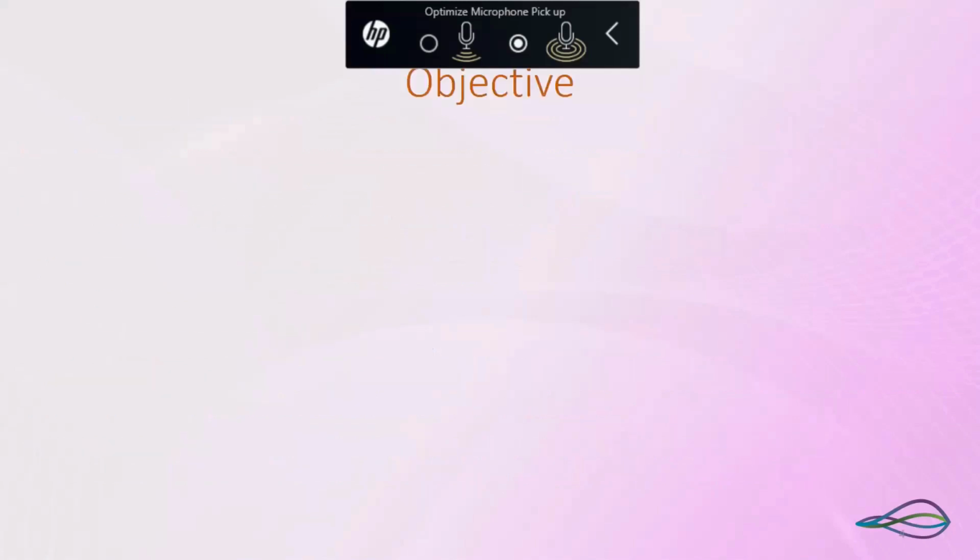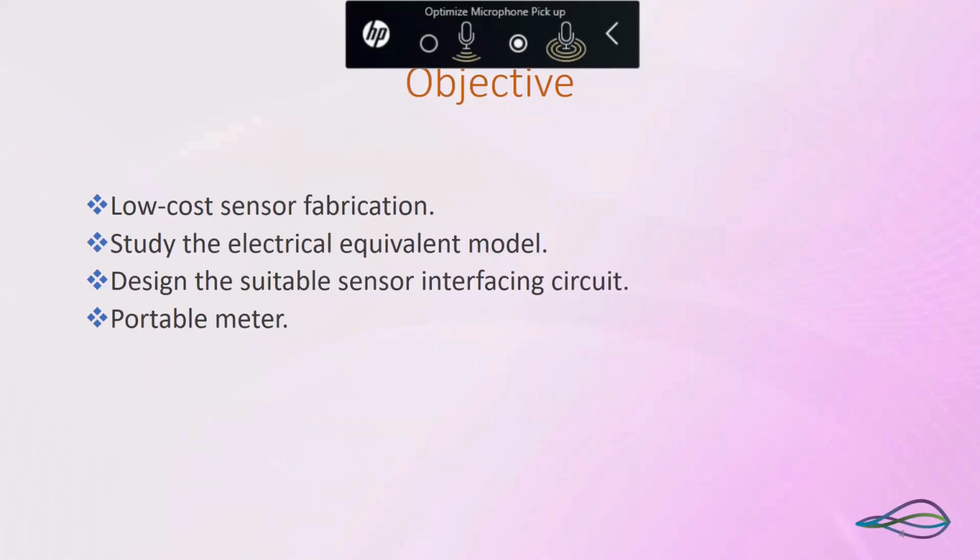So from there, we have the objective. We should have a low-cost sensor fabrication, study the equivalent electrical modeling, design a suitable sensor interfacing circuit, and we will propose a portable meter.